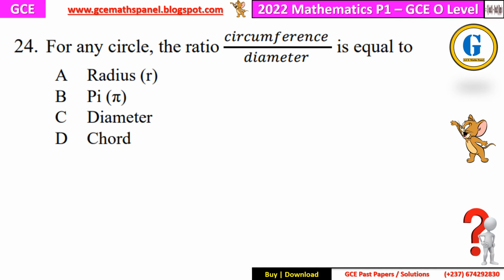Question 24. For any circle, the ratio of the circumference to the diameter is equal to. Normally, you know that circumference is equal to 2 pi radius, or circumference is equal to pi times diameter, right? Yes, because diameter is 2 radius. So from here, if you divide circumference by diameter, dividing both sides by diameter, we'll be left with what? With pi. So what's the ratio of circumference to diameter? That ratio is equal to pi. So our key here is pi.